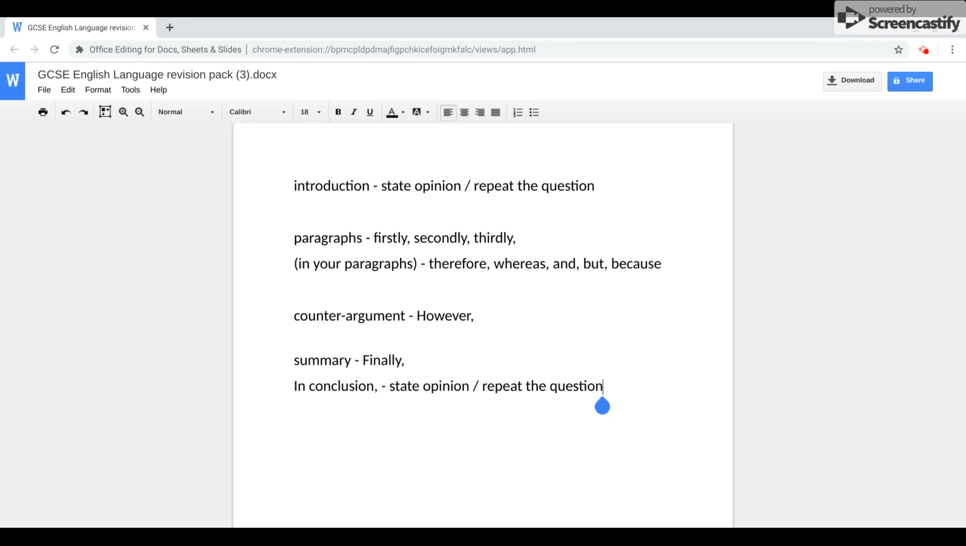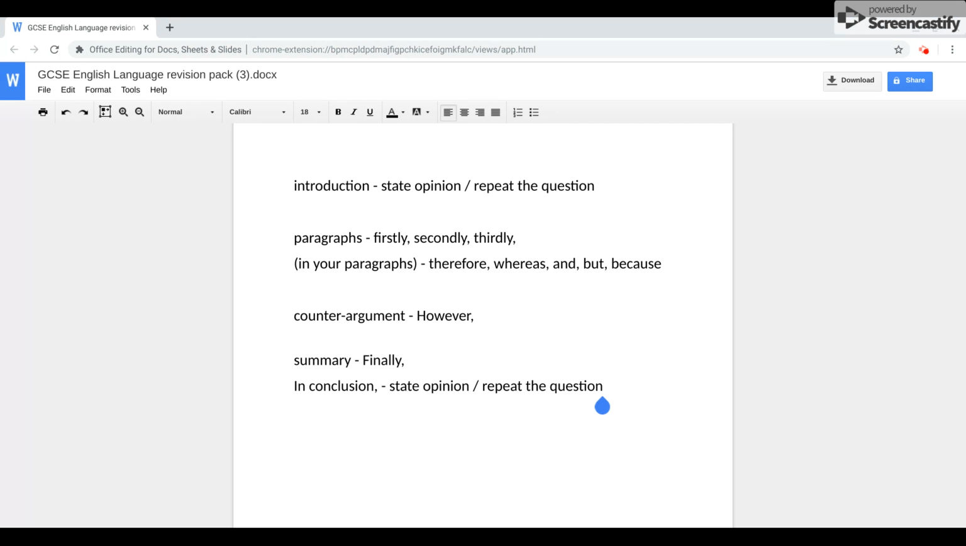In the content of your argument, your paragraphs, use discourse markers to link them: firstly, secondly, thirdly. And inside your paragraphs, use linking words, discourse markers as well: therefore, whereas, however, but, because. These linking words will show the consistency and the coherence, the understandability of your argument. You haven't rambled, you haven't gone off track. Everything is linked, and everything is linked to the question.